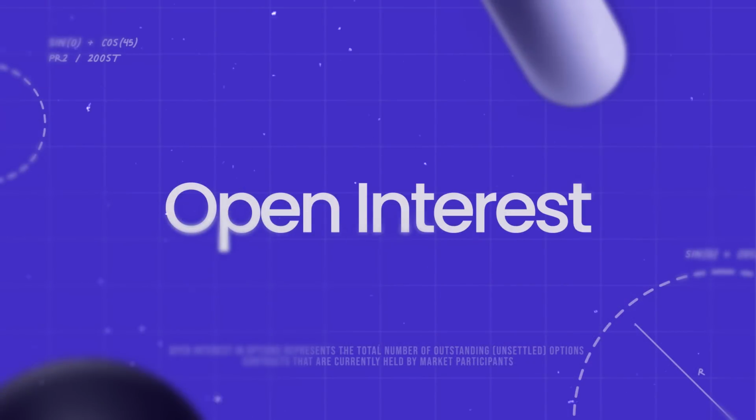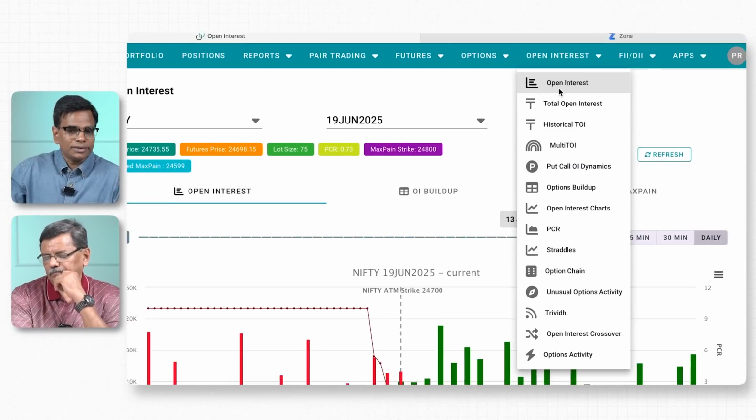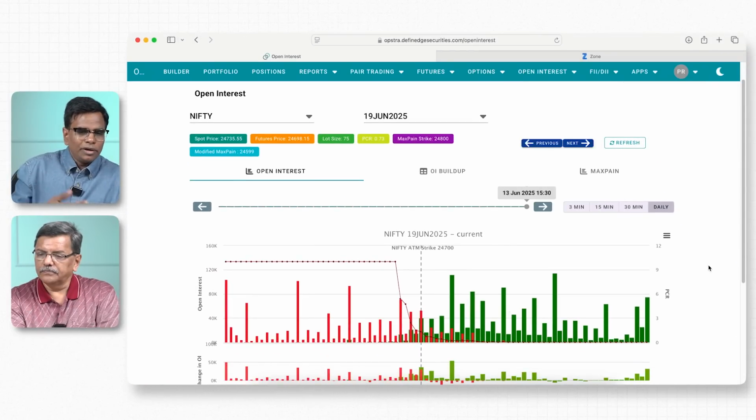Yeah, so we are going to talk about the most commonly used features, and you want to know how you can use these features and what is the importance of these features. So first we are going to talk about a lot of open interest features. We will begin with the most important one, which is open interest itself. Okay, so here we have open interest charts.